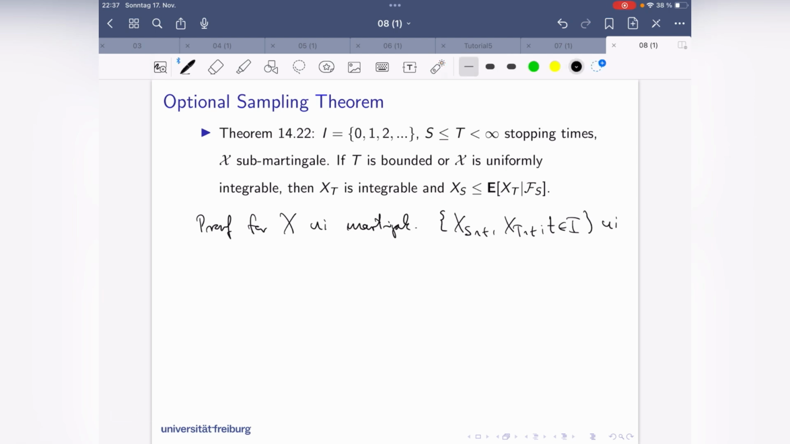Then what do we need to show? We need to show that the expectation of x T on a set A which is in F s is the same as the expectation of x s on the same set A. Because once we have this, we are using the defining property of the conditional expectation to see that x s here is the same as the conditional expectation of x T given F s.